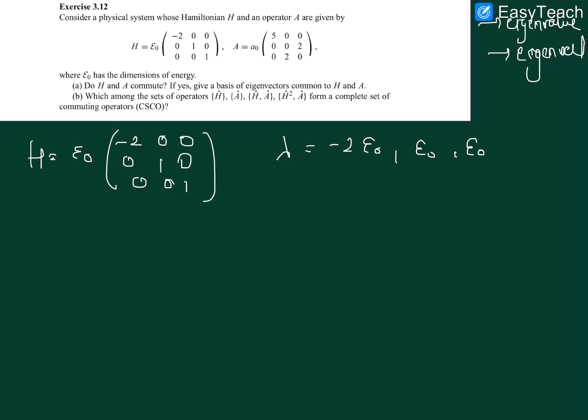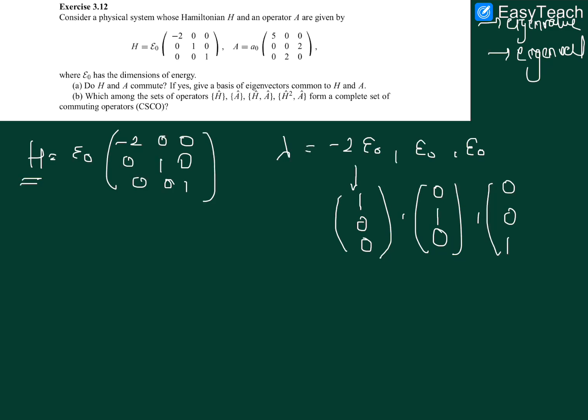So these are the three eigenvalues for the given Hamiltonian, and the corresponding eigenvectors are 1 0 0, 0 1 0, 0 0 1.